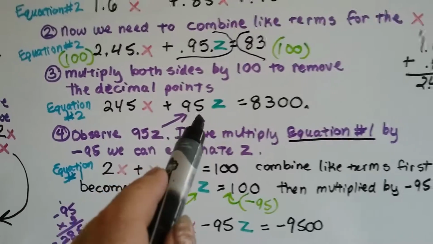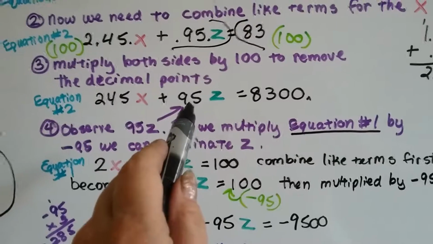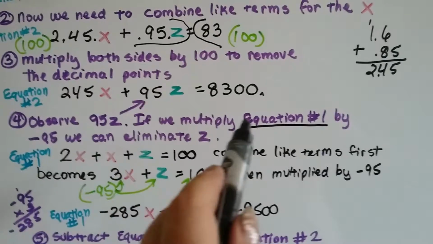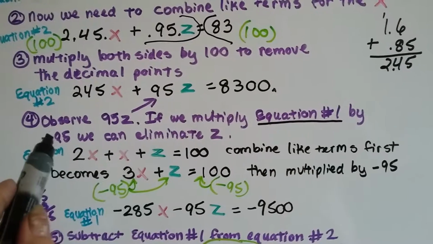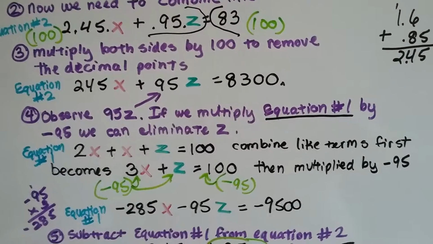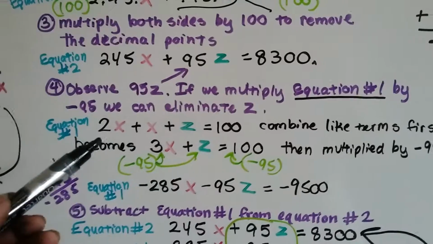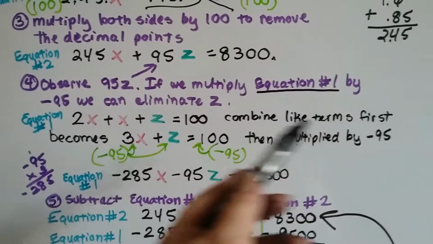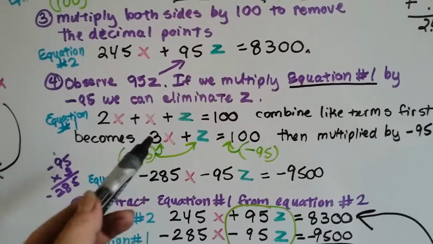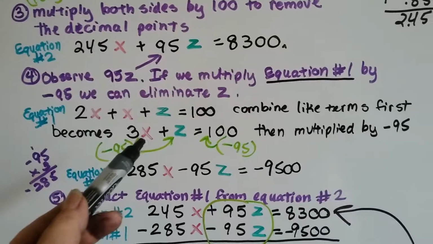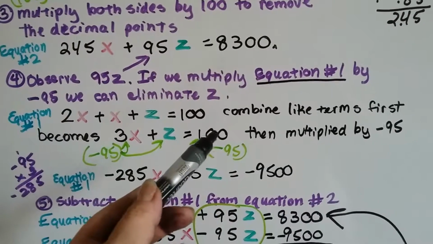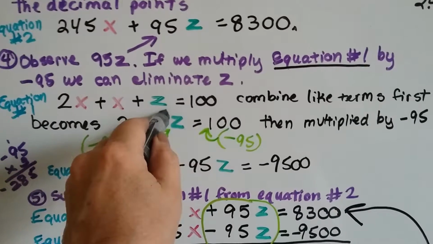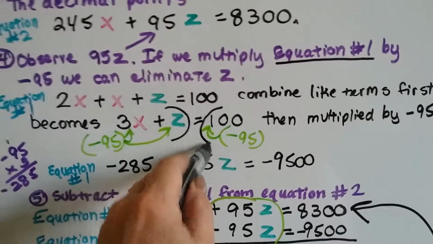So, see this 95z right here? He's important. Because what we're going to do, if you observe him, is we're going to multiply equation 1 by negative 95 so that we can eliminate that 95z. So here's equation 1: 2x plus x plus z equals 100. We're going to combine like terms first, and the 2x plus x becomes 3x. So now equation 1 is 3x plus z equals 100. Now we're going to multiply it by a negative 95 on each side of this equal sign.